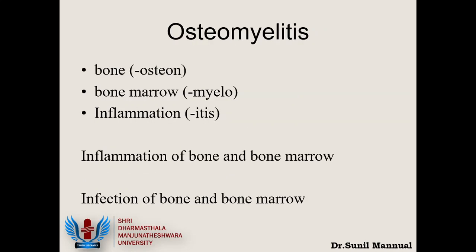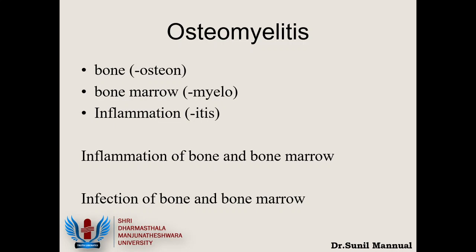Now, what is osteomyelitis? If you break down this word, osteomyelitis, there are three subcomponents in this word. One, we have this word called osteon, which actually means bone. Secondly, we have this word myelo, which means bone marrow. The word myelo also in some other instances refers to the spinal cord, but in this scenario, myelo represents the bone marrow, and itis, obviously, meaning inflammation. So basically, osteomyelitis, as the word suggests, means an inflammation of the bone and the bone marrow. So that is what it means.